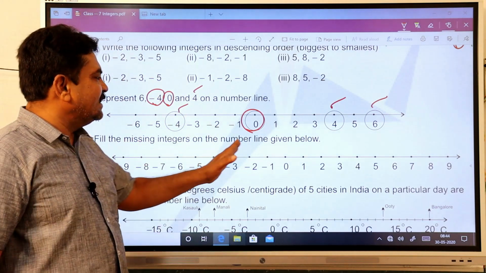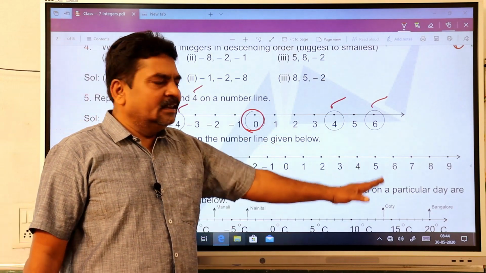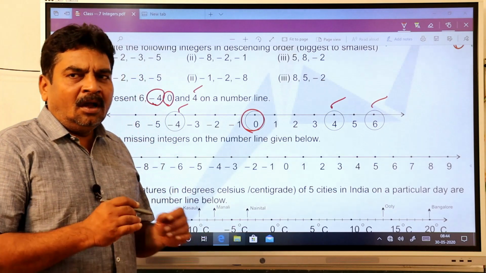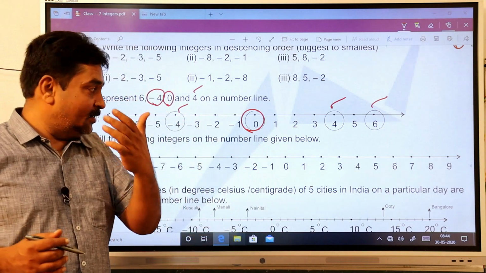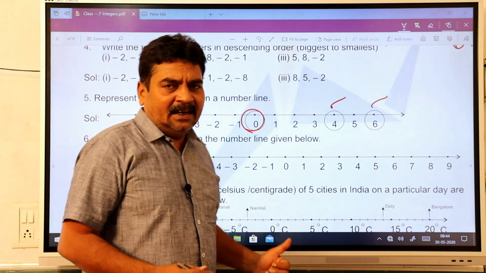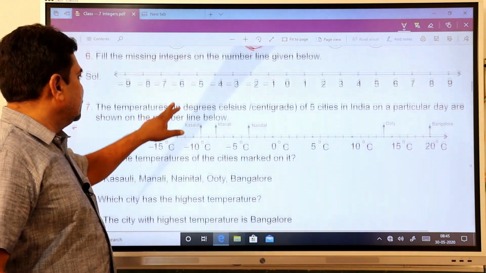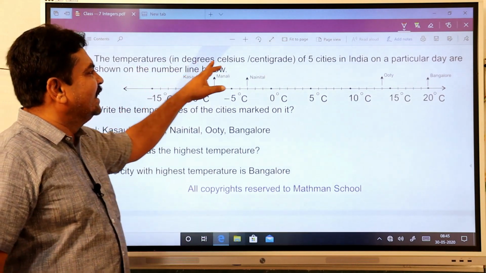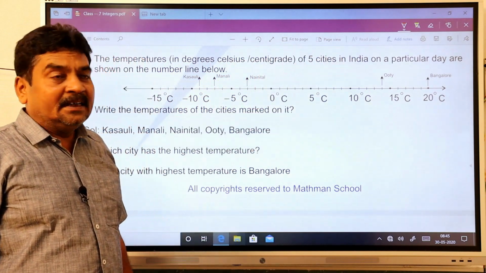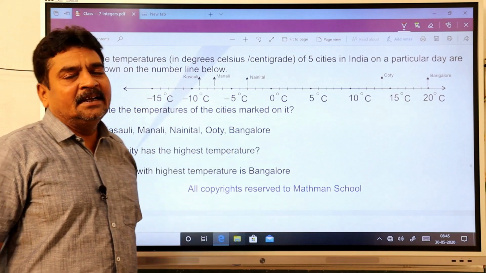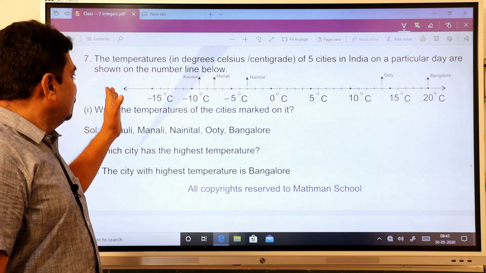Similarly, find the missing integers on the number line given below. For that I have written all these things. You draw a number line and then mark according to the question given in your textbook. Coming to the next one, it is more simple. The only thing is you have to understand: the temperature in degrees Celsius of 5 cities in India on a particular day are shown on the number line below. This is the question given, the 7th one in your textbook. This is the number line.